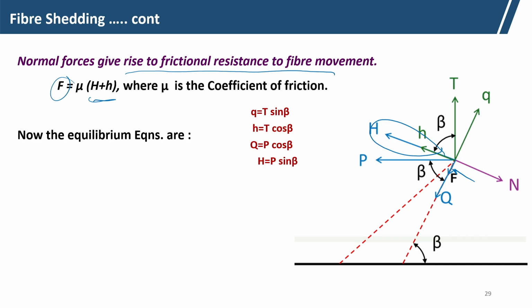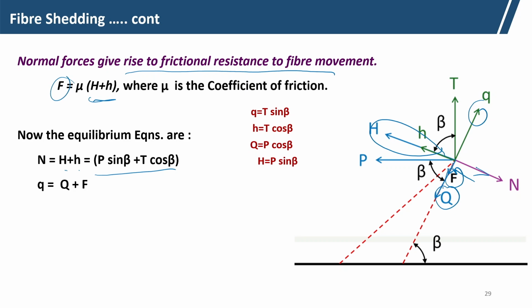Now, in the equilibrium equation, N is the force in the other direction. So, capital H plus small h equals P sin beta plus T cos beta. And for Q, small q is equal to F plus capital Q. What is F?